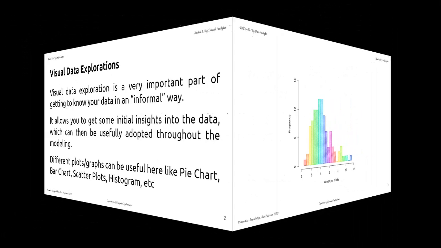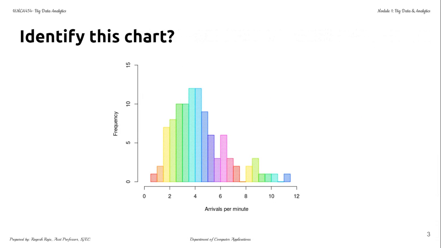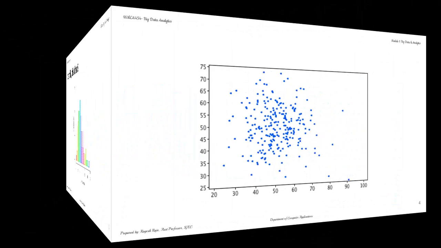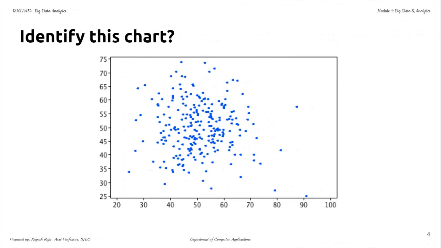So we'll just see or identify what this particular chart is. You don't have to go into detail or interpret the data in this, you just have to name what type of chart it is. So whether it is a pie chart, a column chart, bar chart, histogram, or scatter plot. So identify this particular chart also, what type of chart or what type of graph it is.